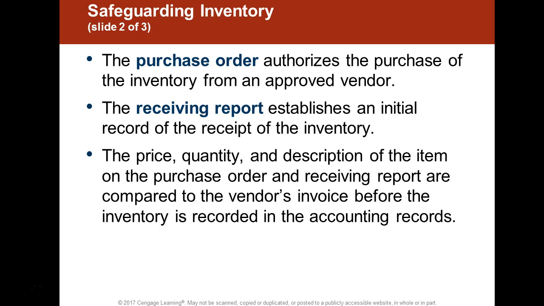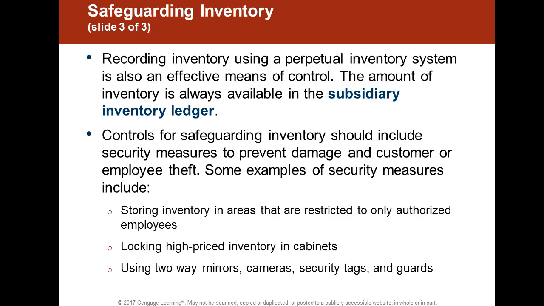Walmarts and Targets of the world have to have some mechanism in place to ensure the integrity of their inventory. They use barcode systems, cameras, and all sorts of internal control procedures to ensure that the information in their accounting records matches reality, their physical count. So safeguarding inventory is a very important thing.